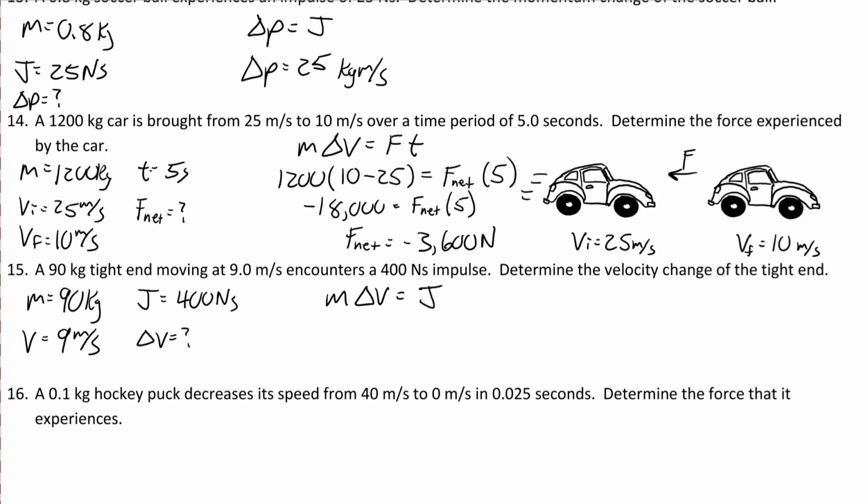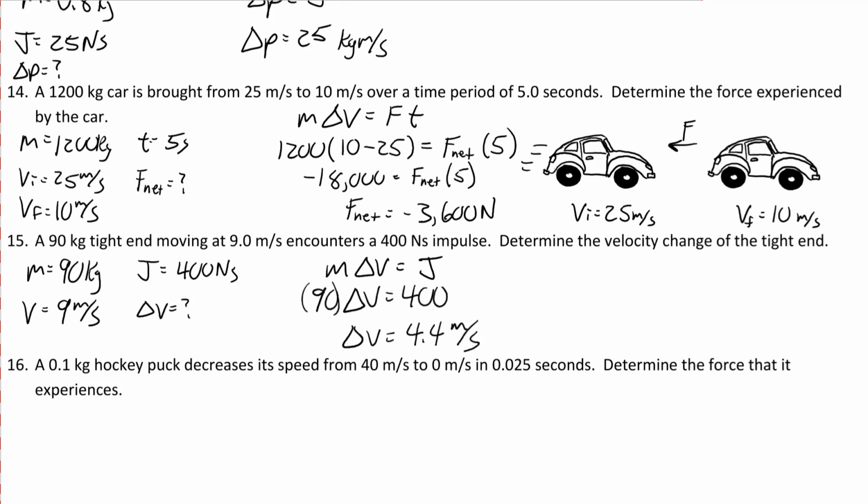You don't have to mess around with like, well, can I find the force given that? It doesn't tell you the time, so that you can't find the acceleration. So this is the best way to do it. This is 90 times delta V is equal to 400. So your change in your velocity due to this impulse is 4.4444 meters per second.